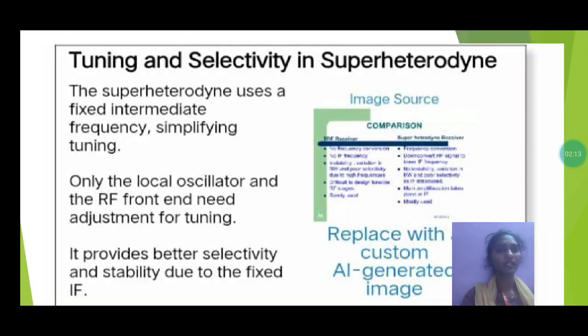Tuning and selectivity in super heterodyne. The super heterodyne uses a fixed intermediate frequency, simplifying tuning. Only the local oscillator and the RF front end need adjustment for tuning. It provides better selectivity and stability due to the fixed IF.